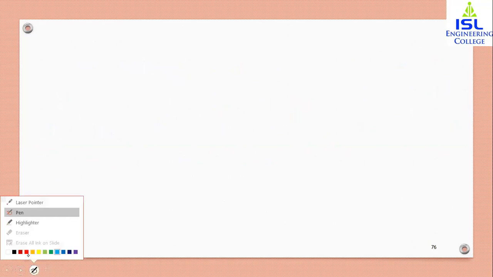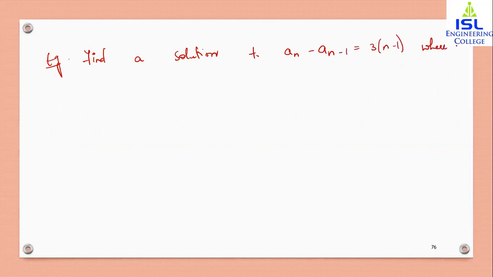Now let's take an example. The question is, find the solution to a_n minus a_{n-1} is equal to 3 into (n minus 1), where n is greater than or equal to 1 and where a_0 is equal to 2. So for this, let's take the solution.